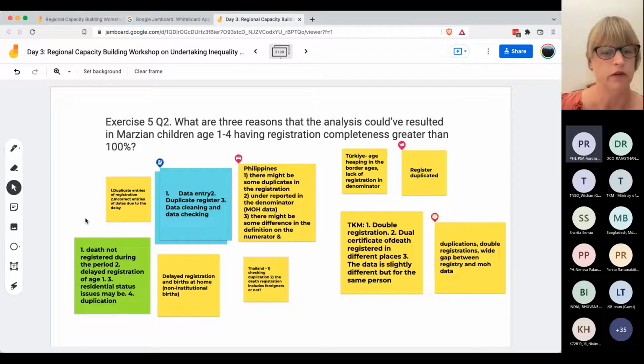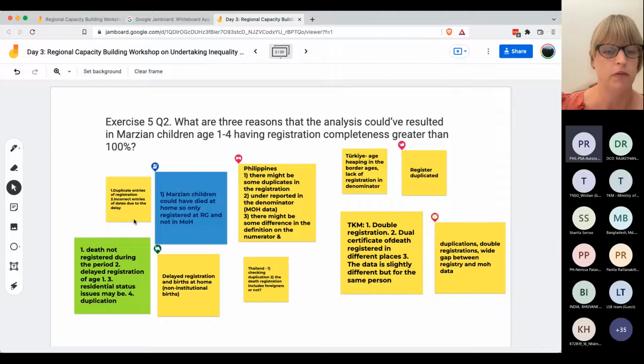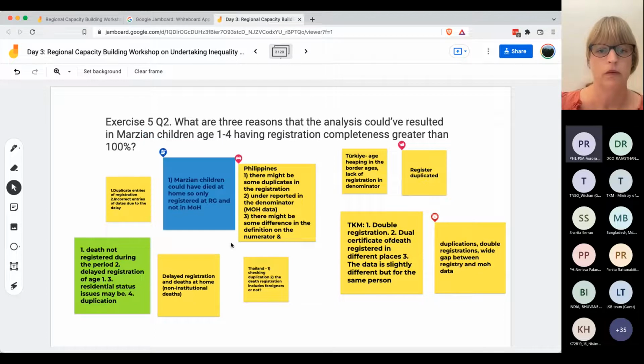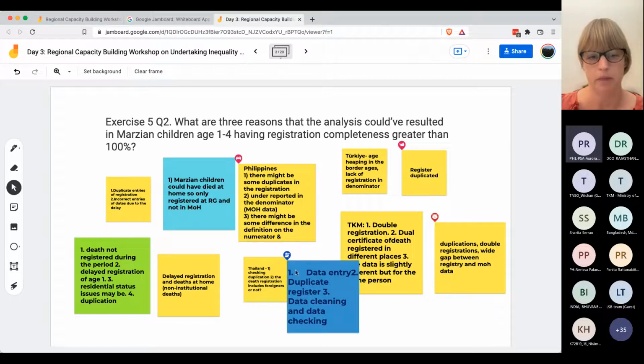Delayed registration. So I'm not sure. I see a couple of people mentioning delay. Maybe someone could elaborate on what they're thinking. Residential status issues, delayed person. There may be some duplicates, underreporting. Yeah, so underreporting in the denominator. Yep. So if your denominator is too low, then your estimate gets inflated more than what it actually is. And there might be some definition difference. Yep.